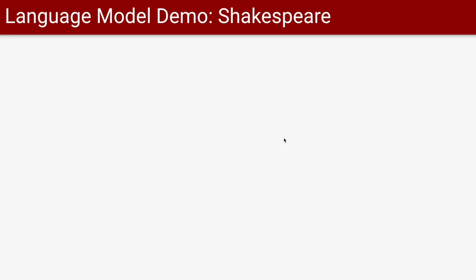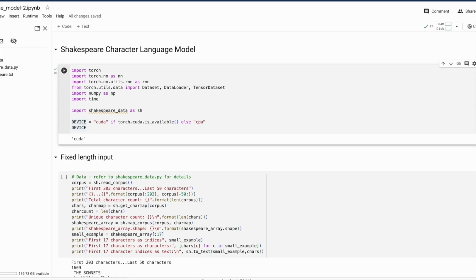In the final part of this recitation, we would like to give you a demo about using recurrent neural networks as a language model for Shakespeare's text. Now let's dive into the character level language model for Shakespeare's text.